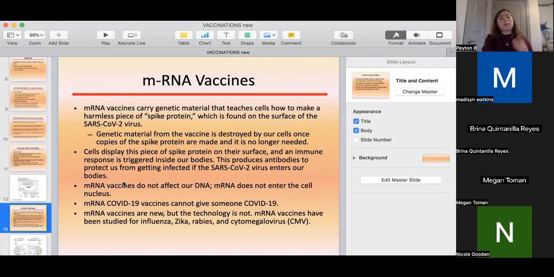And then finally, you have your mRNA vaccines. These are like Moderna and Pfizer. I'm pretty sure both Moderna and Pfizer are mRNA vaccines, but basically, chat. Yes, thank you for confirming. Yes, so both Moderna and Pfizer are mRNA vaccines.